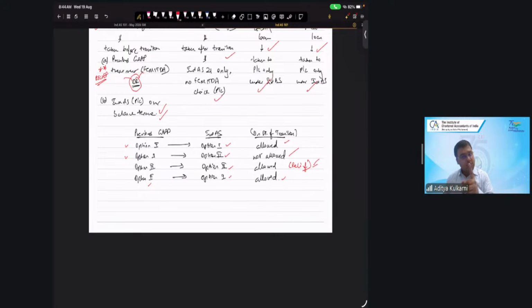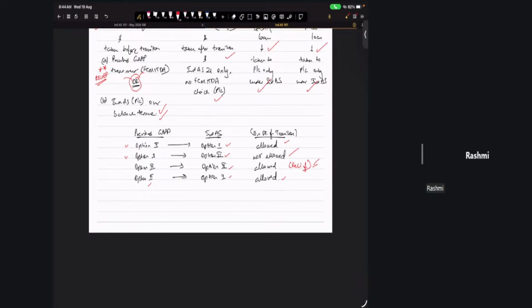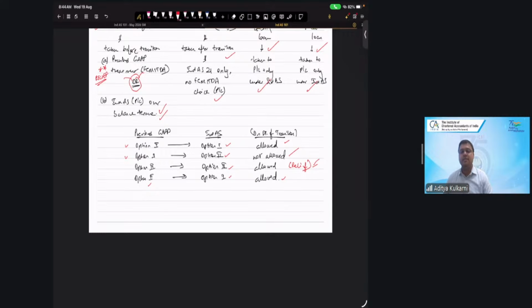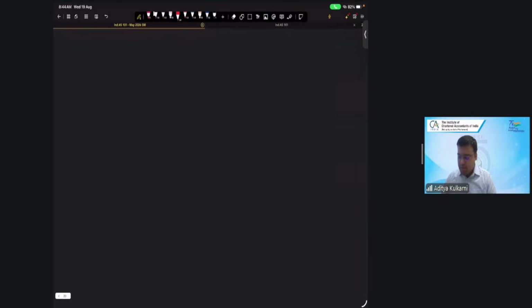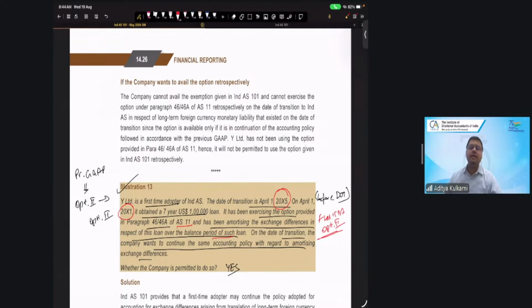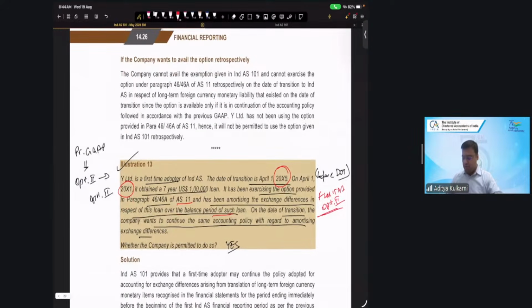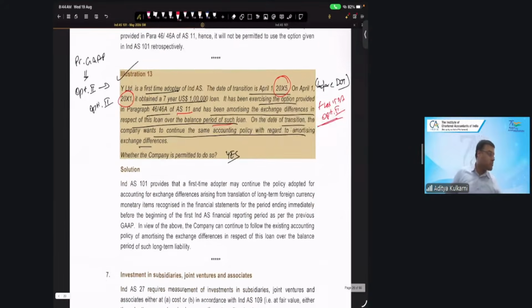Ordinarily, your confusion is correct because you will always think Ind AS 21 does not allow this. Yes or no? Yes, sir. But this is not coming from Ind AS 21. This is coming from a transition relief. So therefore, this is permitted. Your confusion stems from the fact that you have rightly understood Ind AS 21. This is a transition relief that is there. Is the company permitted to do so? Answer is yes, you can. Okay, next.